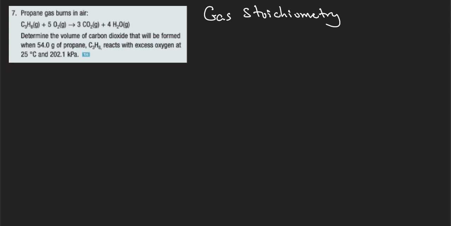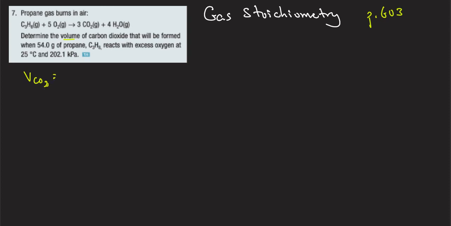Okay, so here's a question, it's from page 603 in your textbook. It's question number 7. So let's start by looking at the question. It's the combustion of propane and oxygen. This looks like a complete combustion reaction, just CO2 and water. Now it's asking for the volume of carbon dioxide, so we're going to figure out what that is.